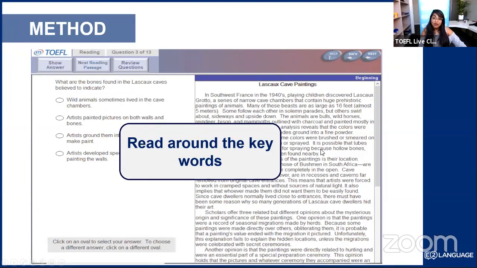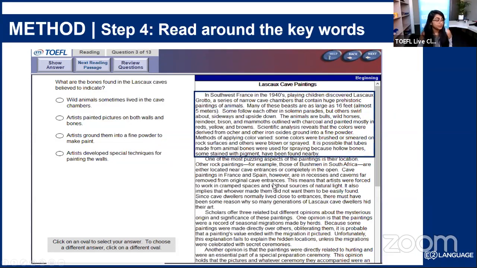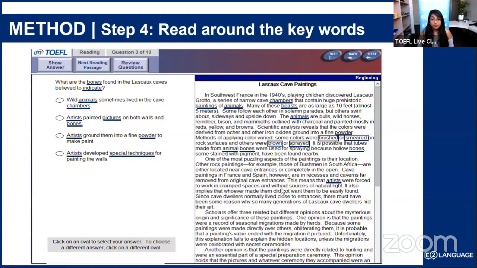Now, step 4, read around those. So these are the keywords we found, and the corresponding paraphrases or synonyms. You'll be able to see which paragraph the question is based on if you can locate the keywords. So this is the paragraph that we should be reading because that's where we found all our keywords. Can you see most of them apart from the one artist down here?